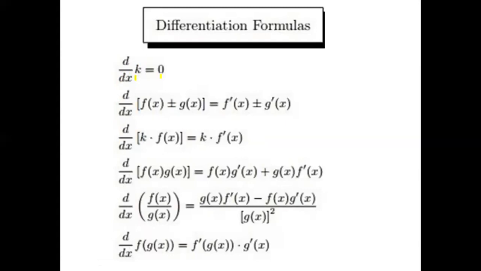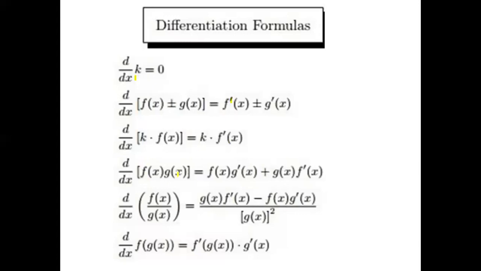Next, derivative of two functions added or subtracted. So we take the derivative of the first function, plus or minus as it is, the derivative of the second function. Derivative we generally denote by dash. So the derivative gets separated over addition and subtraction. Next, k is a multiplier, a constant term. So for the derivative of k into some function, k comes out as it is and the derivative f of x is there, that is we write f dash. K comes out as a constant.